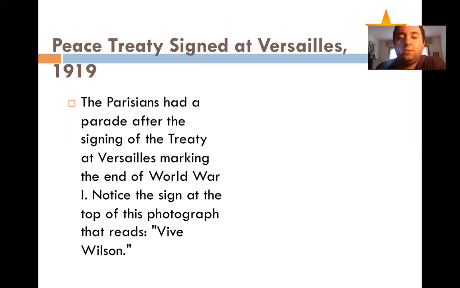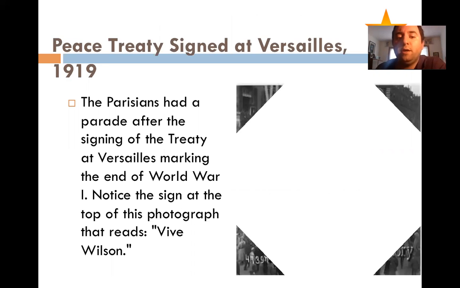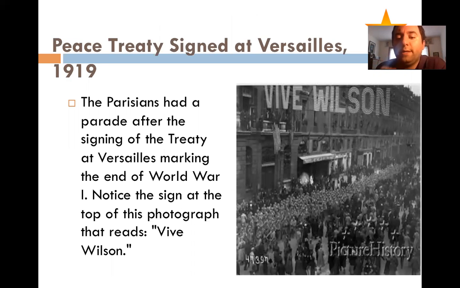What was the Treaty of Versailles? On the left, this is a peace treaty signed at Versailles in 1919. The Parisians had a parade after the signing of the Treaty of Versailles, and it marks the end of World War I.